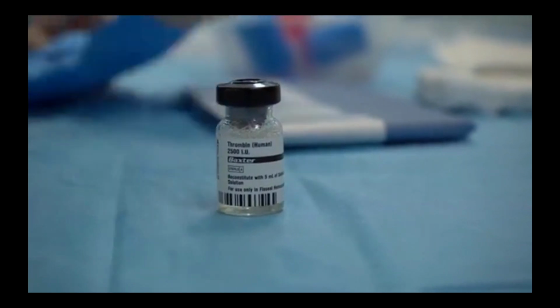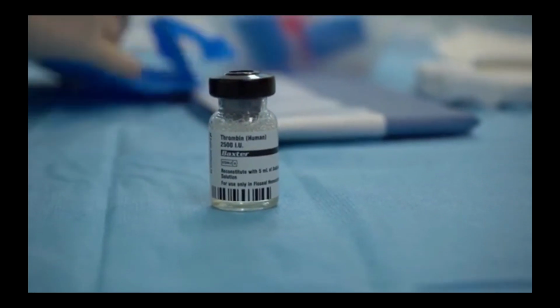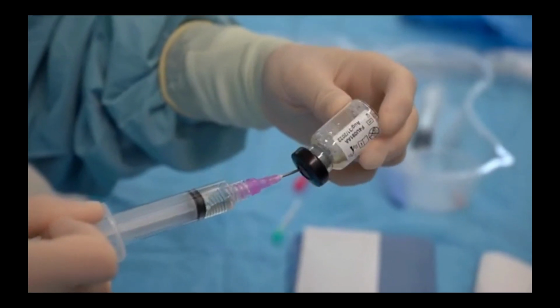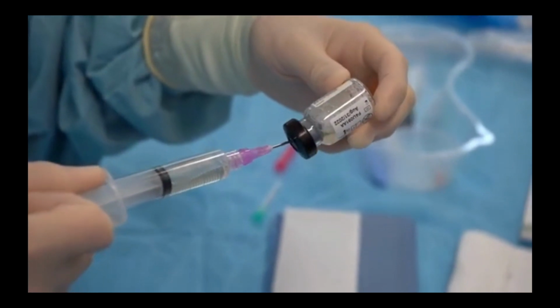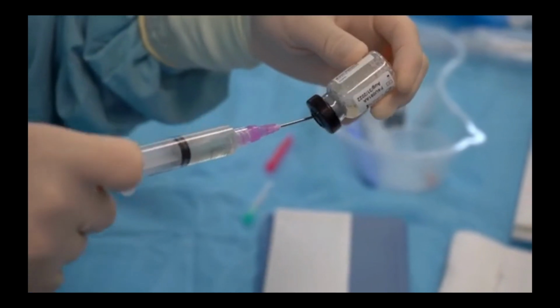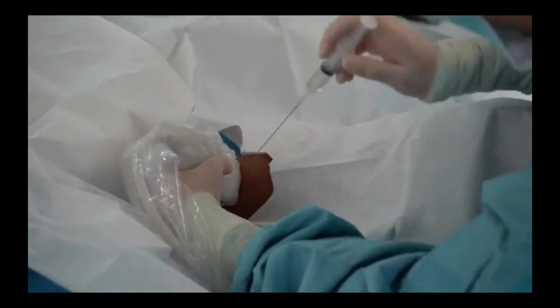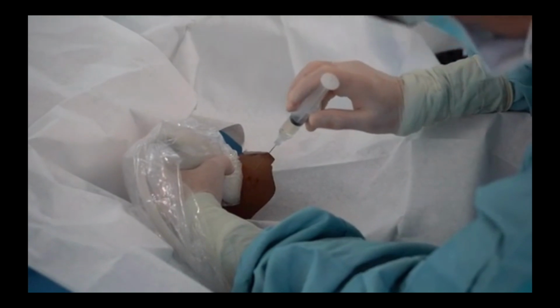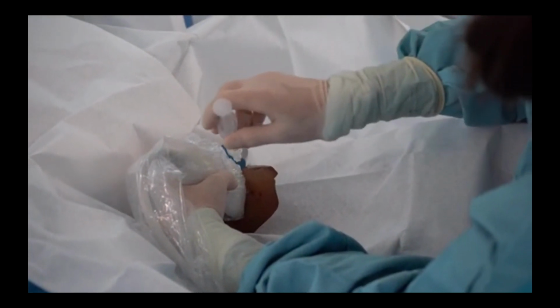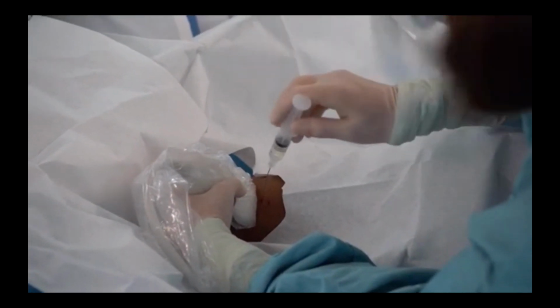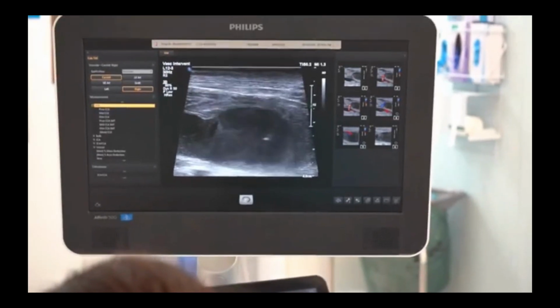And this is made by Baxter, who make a lot of the thrombin that we use, and it's one of the components of FlowSeal. So we're just drawing up the thrombin component here, we don't need the rest of it. And we're going to inject directly into the pseudoaneurysm with a 22 gauge spinal needle. Very straightforward procedure under ultrasound guidance, and the needle's so fine you rarely need local anaesthetic.